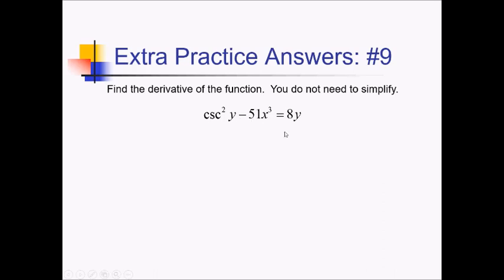For this derivative, since we can't isolate y first, we're going to have to implicitly differentiate, treating y as an implicit function of x. So whenever we take the derivative of something with a y on this one, we're going to multiply by a tail of dy over dx.